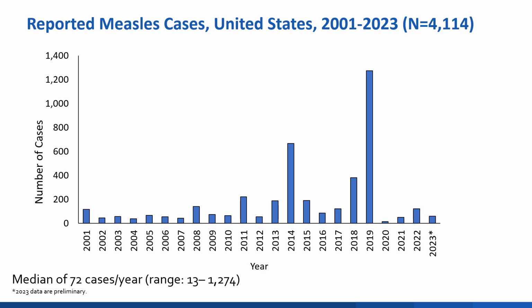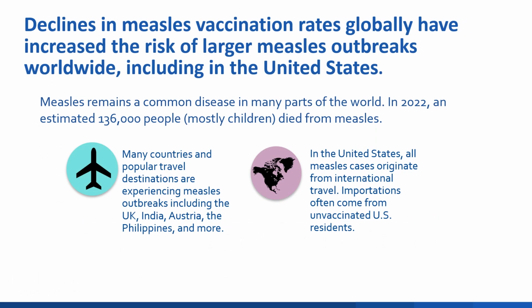The years with the largest number of cases, 2014, 2018, and 2019, were years with large outbreaks. Measles activity around the globe was high during these years, and measles was subsequently imported into susceptible US populations, which resulted in large outbreaks. Declines in measles vaccination rates globally have increased the risk of larger measles outbreaks worldwide, including in the United States.